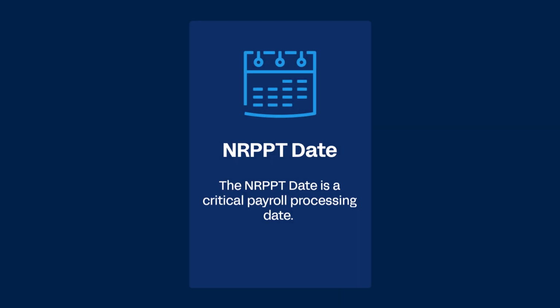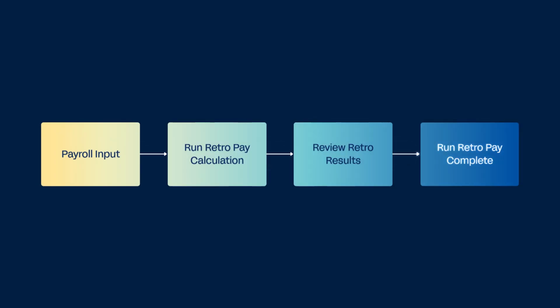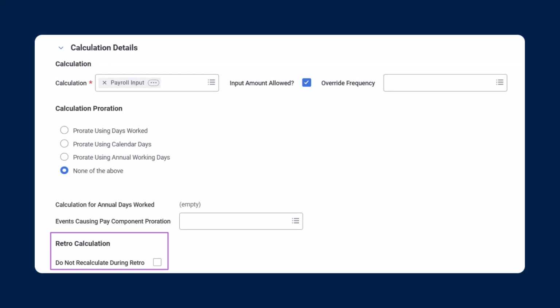The NRPPT date is a critical payroll processing date that determines the earliest date Workday can recalculate retroactive earnings and deductions for supported events. During the retroactive payroll process, Workday selects the pay components to recalculate according to their retro setting and effective date.